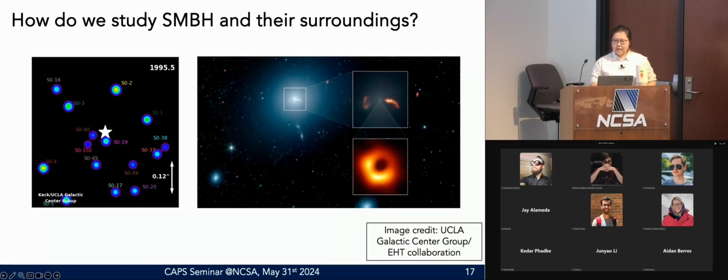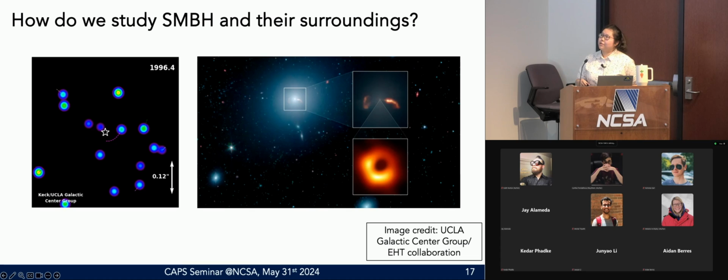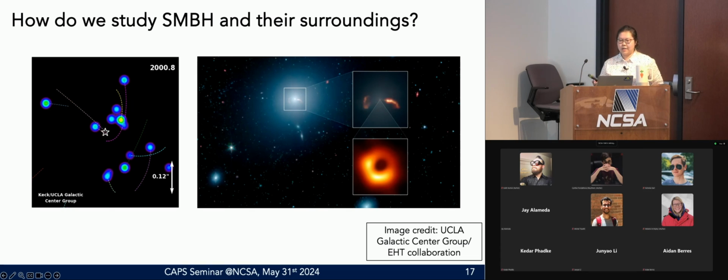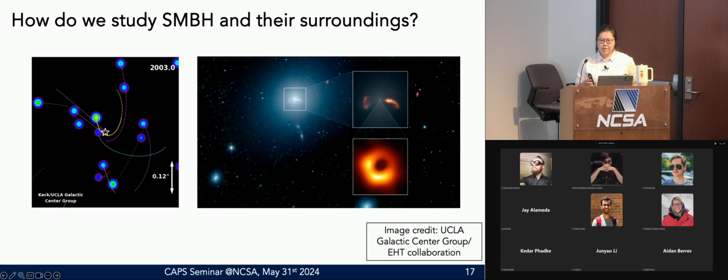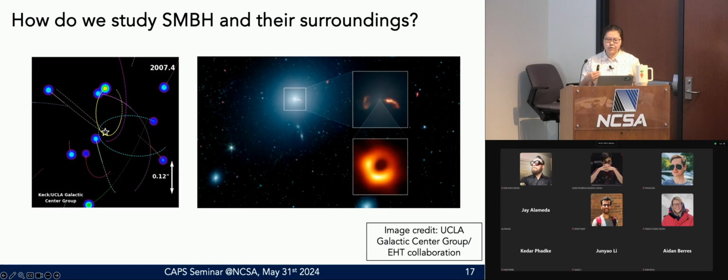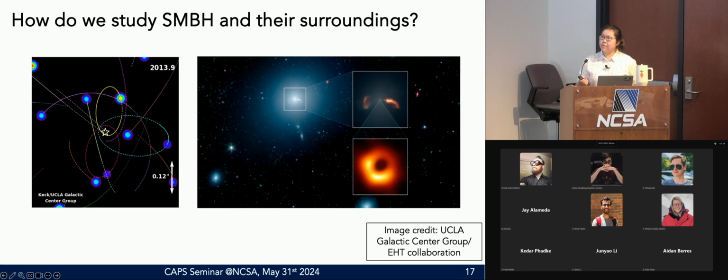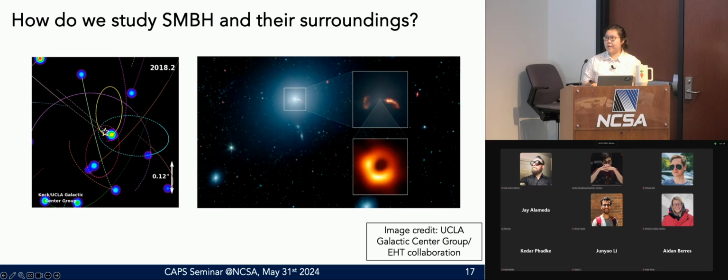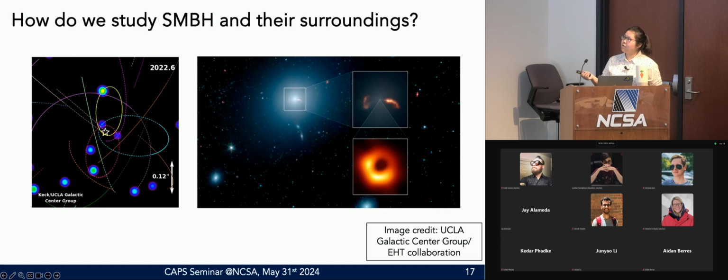So how do we study supermassive black holes and their surroundings? The most straightforward way is to directly stare at them, right? So for example, we can monitor the motion of stars or gas clouds around black holes, like showing here with the center of our galaxy. And by monitoring the motion of the stars here, we can measure a black hole mass. The other way, with the Event Horizon Telescope, we can directly image some black holes.